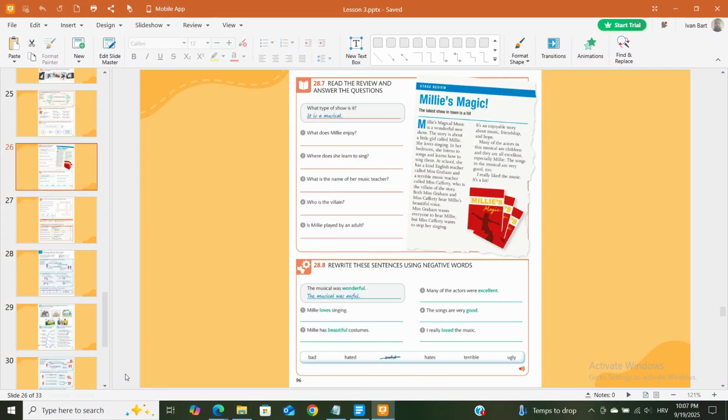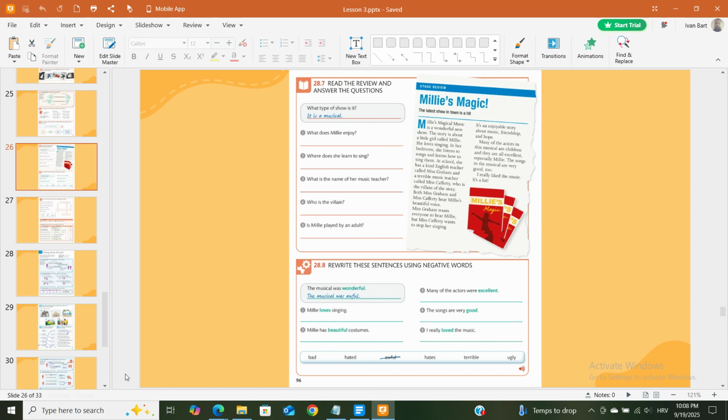Stage review. Millie's Magic. The latest show in town is a hit. Millie's Magical Music. A wonderful new show. The story is about a little girl called Millie. She loves singing. In her bedroom, she listens to songs and learns how to sing them. At school, she has a kind English teacher called Miss Graham and a terrible music teacher called Miss Cafferty, who is the villain of the story.